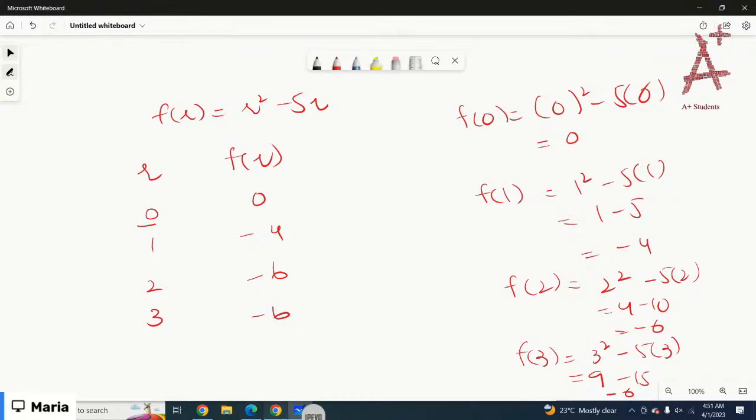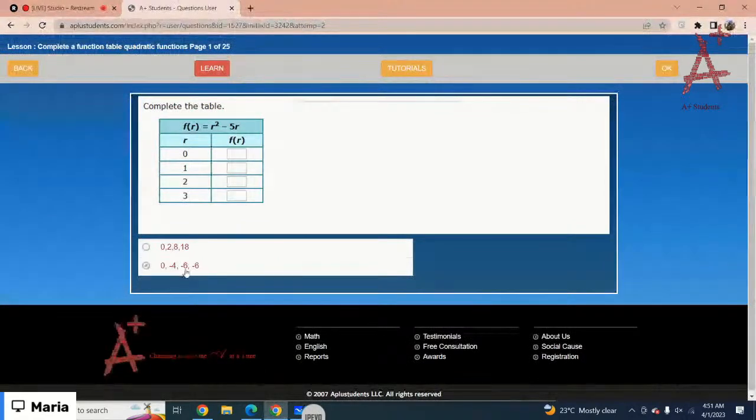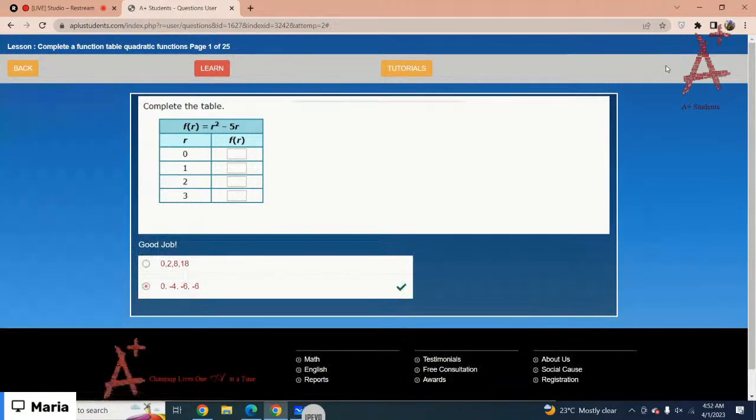So here are the values: 0, negative 4, negative 6, and negative 6. So the second option is the correct option. Just select the correct option, then click on the OK button.